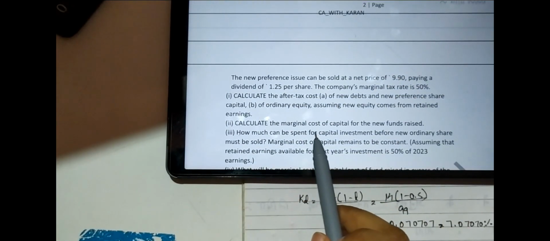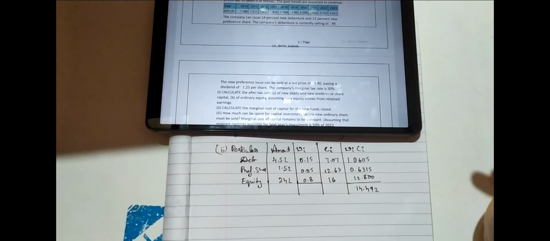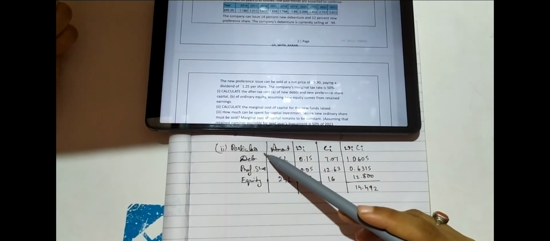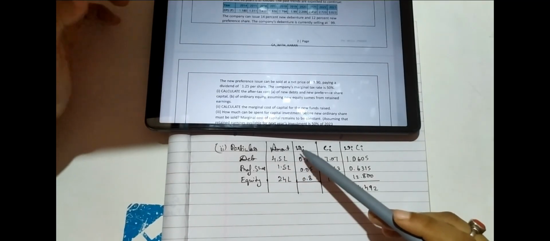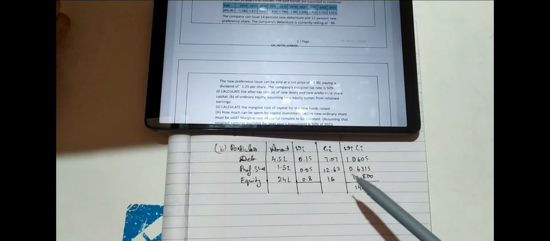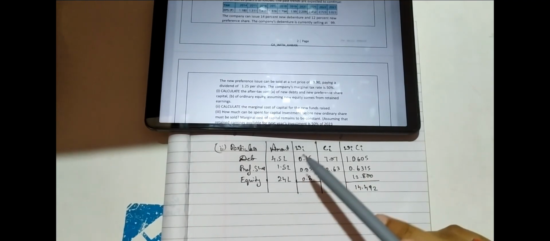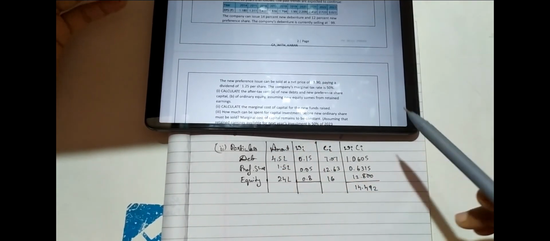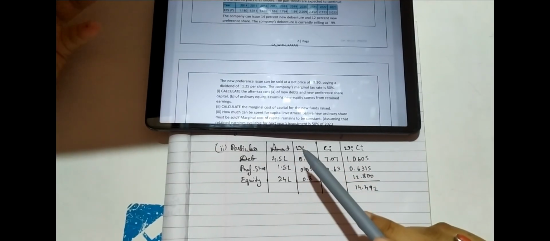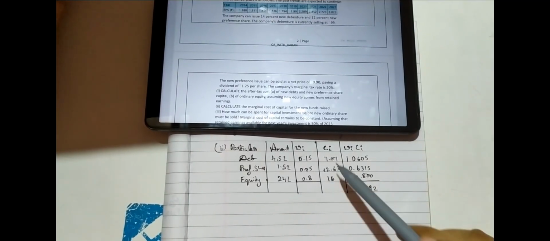And the second question is, calculate the marginal cost of capital for the new funds raised. Guys, not to make this video too long, I'm just explaining over here. All these debentures, preference and equity amounts have been given before, so when you calculate the weights, they are based on these amounts. While calculating the marginal cost of capital, compared to WACC, only the CI changes, because we don't know the total amount raised. We only know the percent of interest paid for these debentures and the market value.